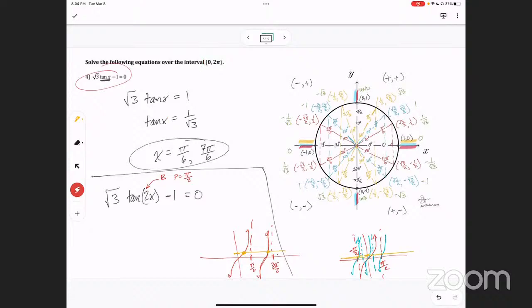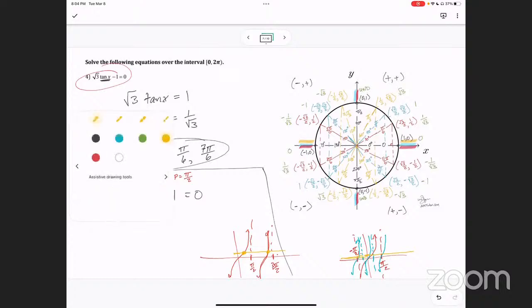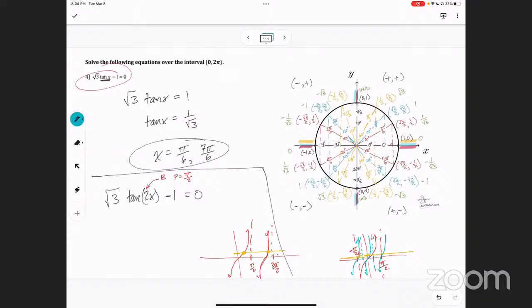Okay, so I know I went kind of a long way to explain that, but here's how you do this problem. You solve it essentially in the same way. But I'm going to call this thing right here u instead of 2x. I'm going to say let u equal 2x. So my solution really is u equals pi over 6 and 7 pi over 6, right? That's u. But remember, u is really 2x. So 2x equals pi over 6 and 7 pi over 6, which means, how do I solve for x?